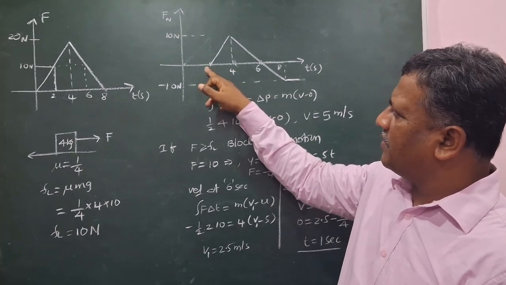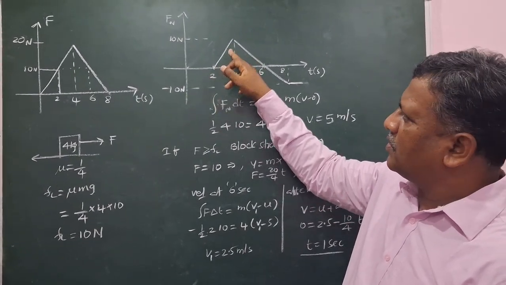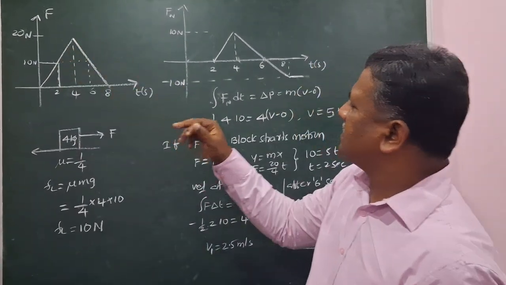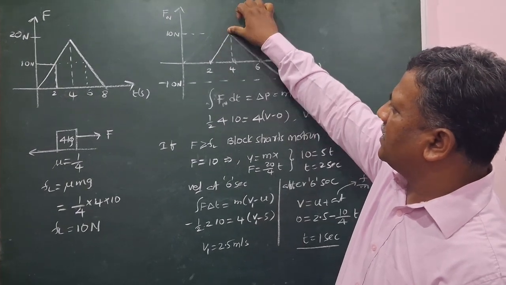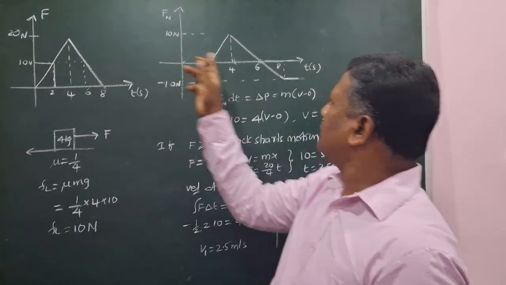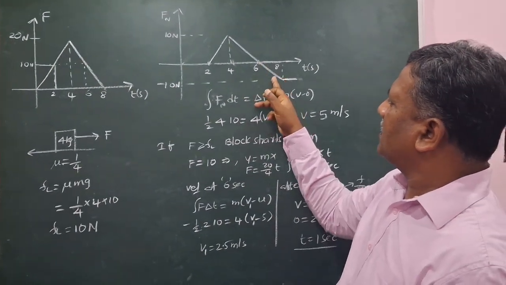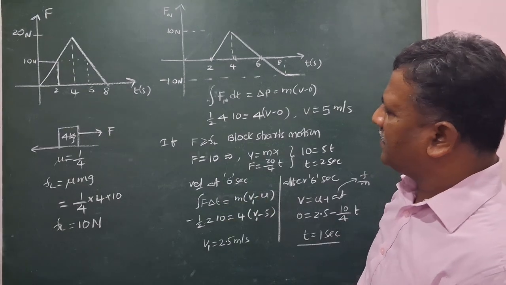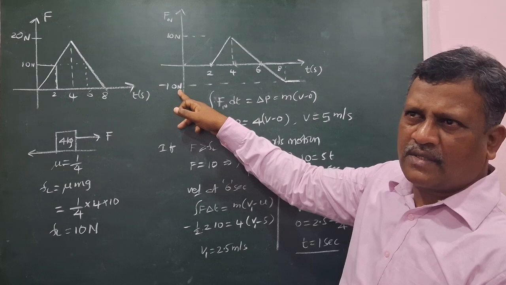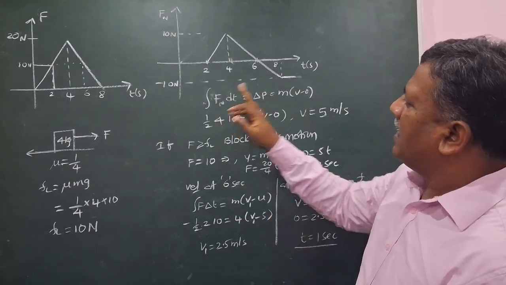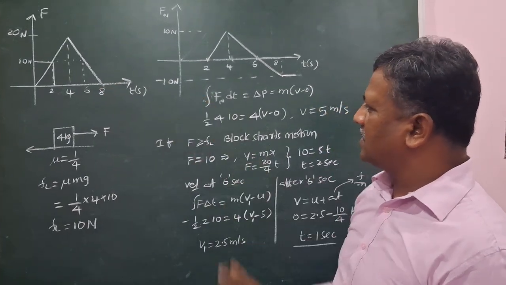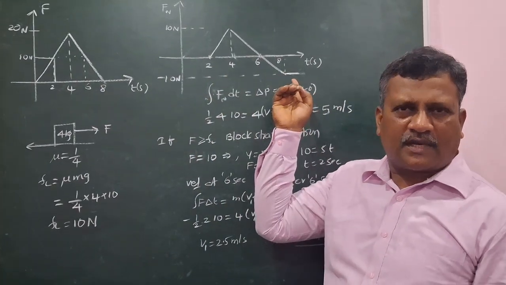up to a time of 2 seconds. After 2 seconds the net force changes: the applied force goes up to 20, but the opposing force is 10, so the net force is 10, and it changes up to 6 seconds, where the net force becomes 0. After that, from 6 to 8, the effective force decreases as friction increases from 0 to -10, meaning it opposes the motion. And when the external force is 0, the body moves with only the opposing force of friction. So this is the net force against time graph.